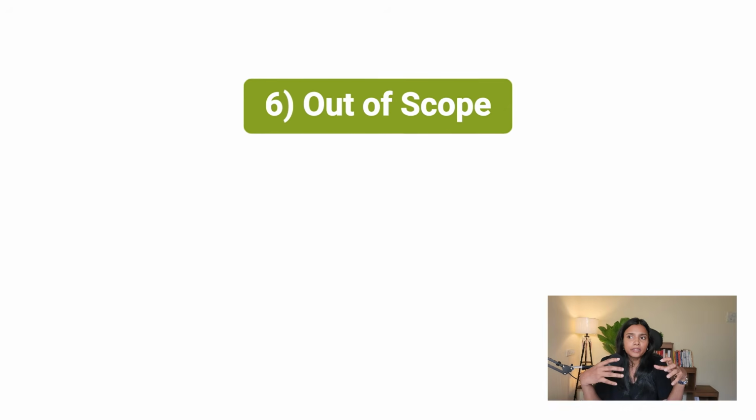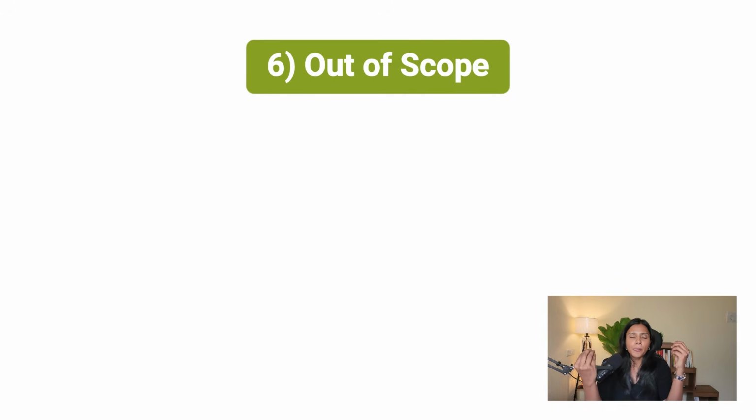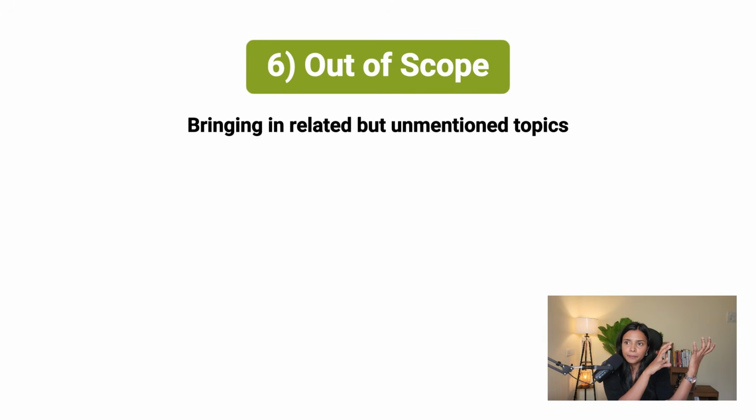The next elimination method is out of scope. What happens here is that there'll be one idea in the passage and maybe you know some things about it, but the options will go on to say something which is related, but something that is nowhere mentioned in the passage. So if the passage is about marriage, that faulty option could go on to touch topics like marriage laws or alimony. And therefore, that's out of scope.